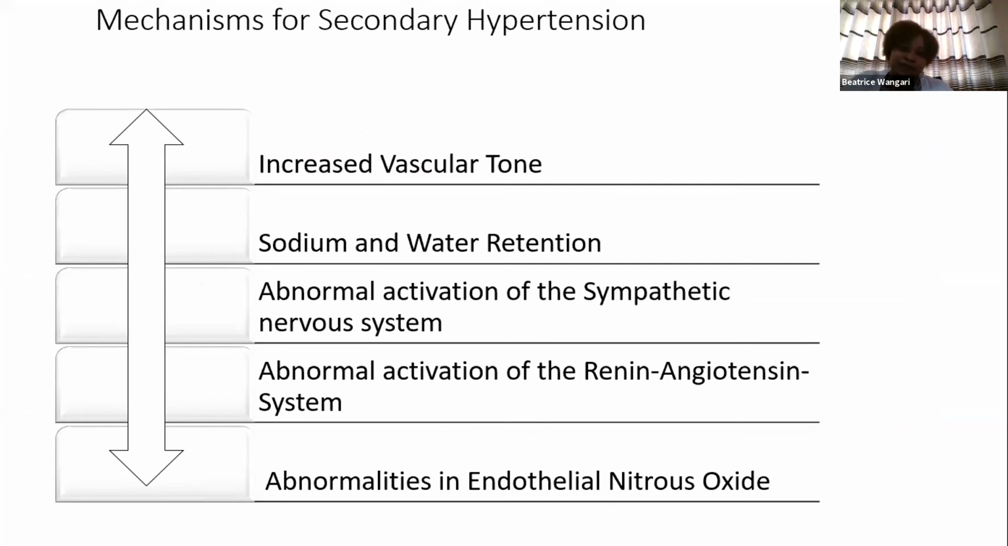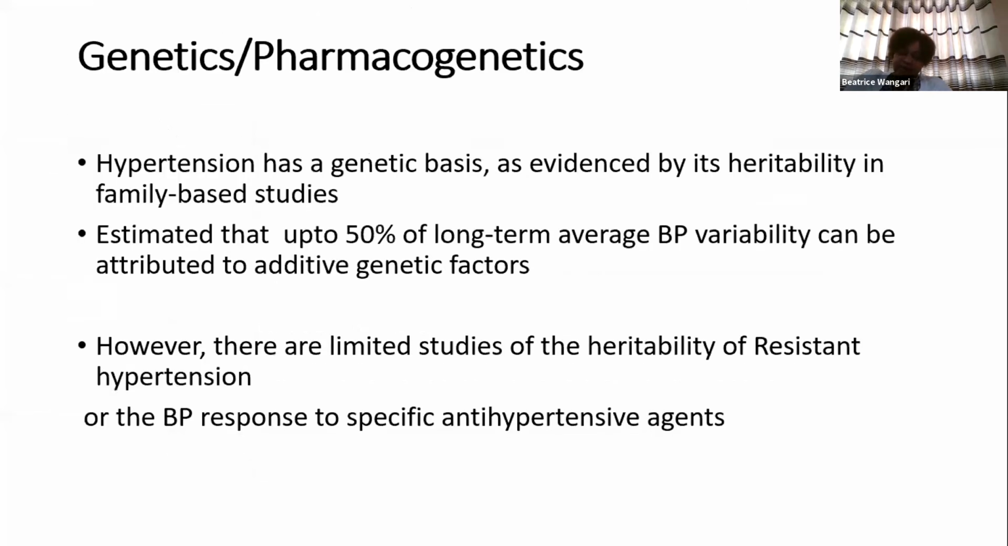And this is not a pathophysiology class. So just in summary, it has been shown that some of the mechanisms by which these secondary causes contribute to elevating blood pressures are increased vascular tone. Some of them may cause sodium and water retention, or an abnormal activation of the sympathetic nervous system, or abnormal activation of the renin-angiotensin-aldosterone system. So the mechanisms have been identified for how these factors may contribute to elevation in blood pressure.